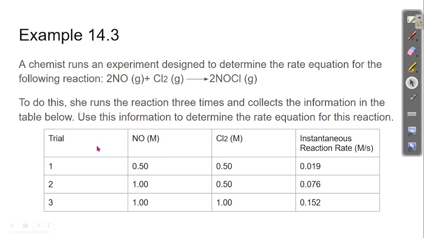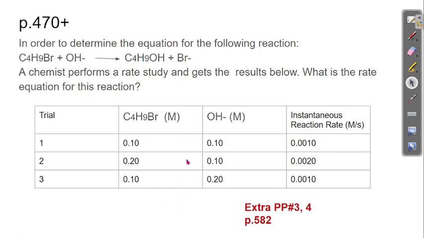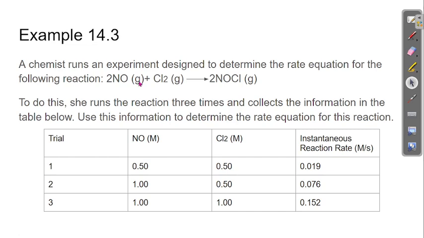Let's look at this. This is A, so this is gonna help us find X. This is B, so column B is going to find Y, and these are the instantaneous rates at different concentrations, different trials. So all of it together is going to help us find K.